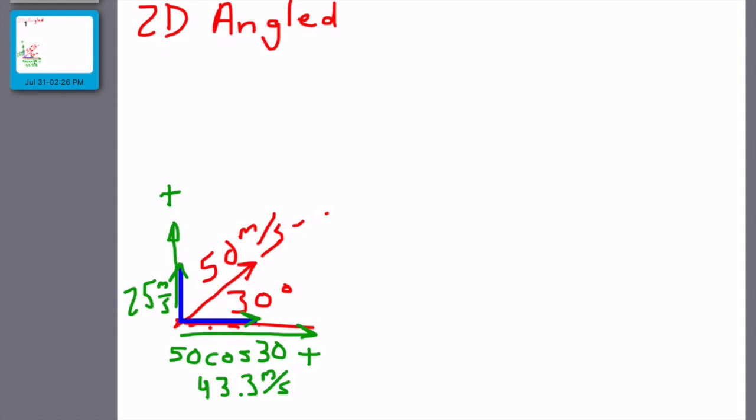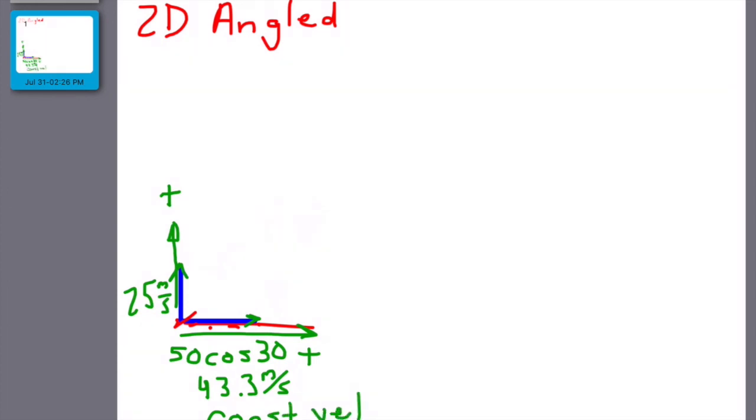Okay? Once I've done that, this is dead to me now. I don't care about that anymore. What I've got is something that's going 43.3 meters per second, constant velocity, horizontally, and 25 meters per second at the beginning in the vertical dimension, and I know there's going to be a constant acceleration in the vertical. Okay, so let's do it, horizontal and vertical.